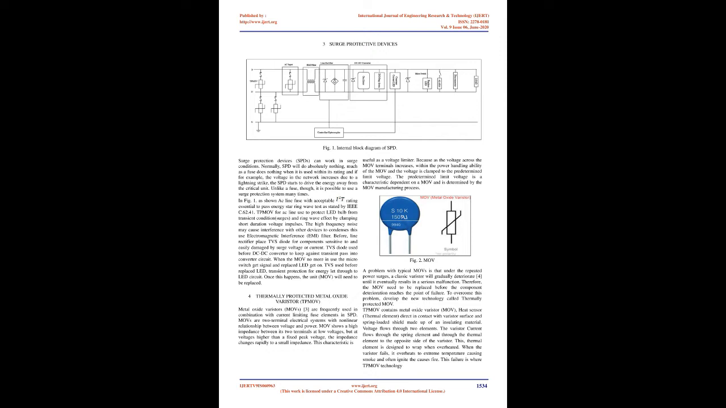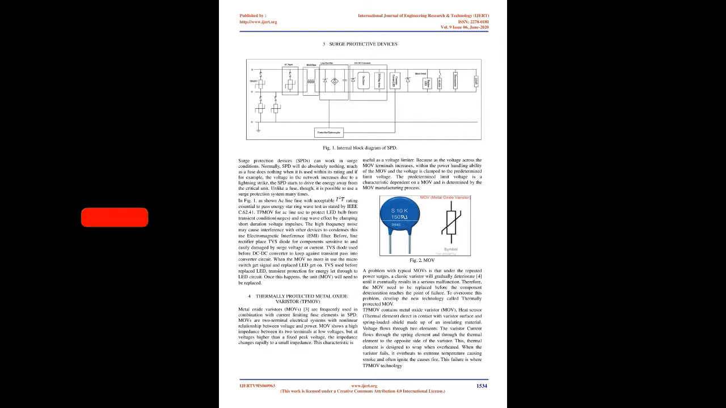This characteristic is useful as a voltage limiter, because as the voltage across the MOV terminals increases, within the power handling ability of the MOV, the voltage is clamped to the predetermined limit voltage. The predetermined limit voltage is a characteristic dependent on the MOV and is determined by the MOV manufacturing process. A problem with typical MOVs is that under repeated power surges, a classic varistor will gradually deteriorate until it eventually results in a serious malfunction.